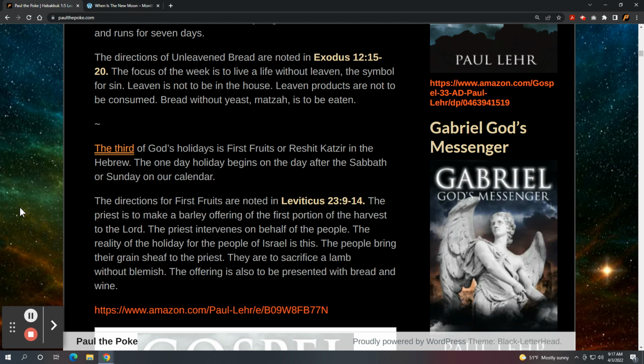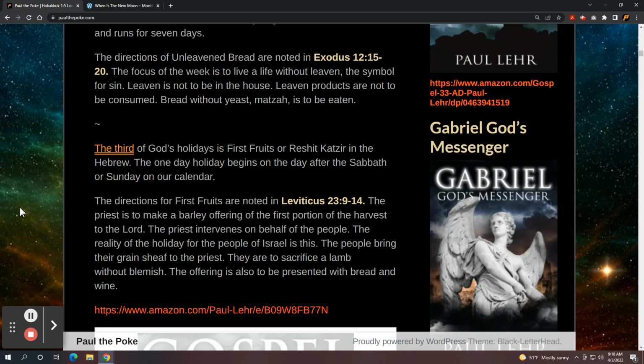The priest intervenes on behalf of the people. The reality of the holiday for the people of Israel is this: the people bring their grain sheaf to the priest. They are to sacrifice a lamb without blemish. The offering is also presented with bread and wine. So there you have the elements of communion within this third and final spring holiday. You have bread, you have wine, a sacrificed lamb, Christ.